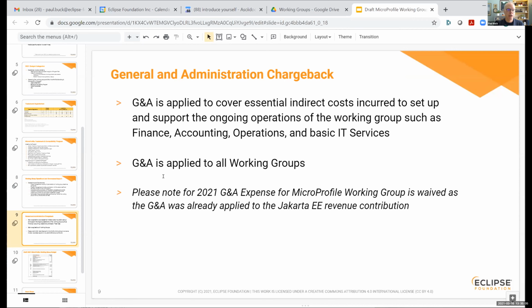In 2021, the G&A is waived for MicroProfile because most of the fees, the revenues that are collected in 2021 came from the Jakarta EE working group, where that 12% was already applied. So it's not getting applied here because the fees that are being used to fund this budget came from the MicroProfile working group, as per direction from the strategic members of the steering committee. Any questions on that one?